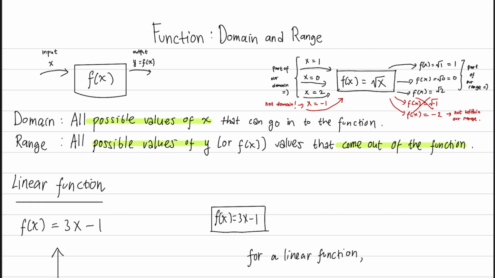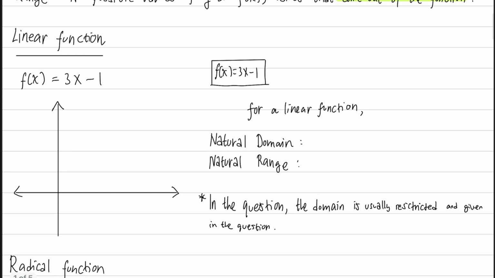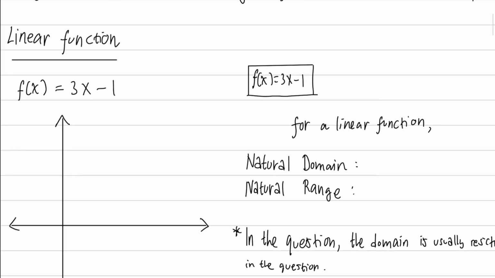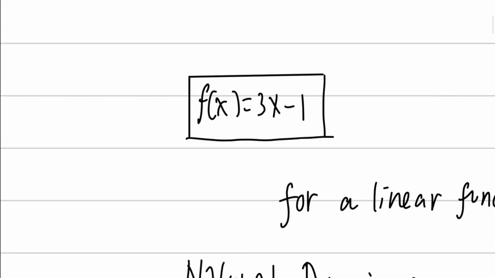Now guys, let's look at some examples of functions and how do we find the domain of those functions. The first one, guys, we have a linear function. Let's say I have a linear function f(x) equals 3x minus 1. Let's think about the domain and range that we have. Imagine this is like a machine, and then we think about what are the values that we can put into the function.